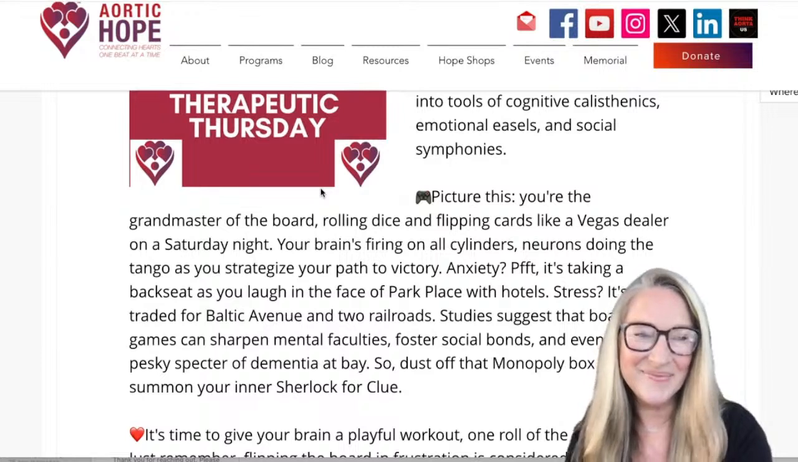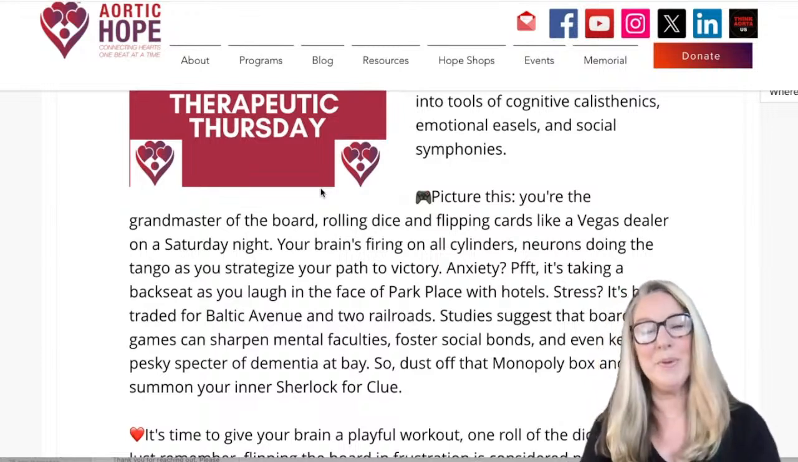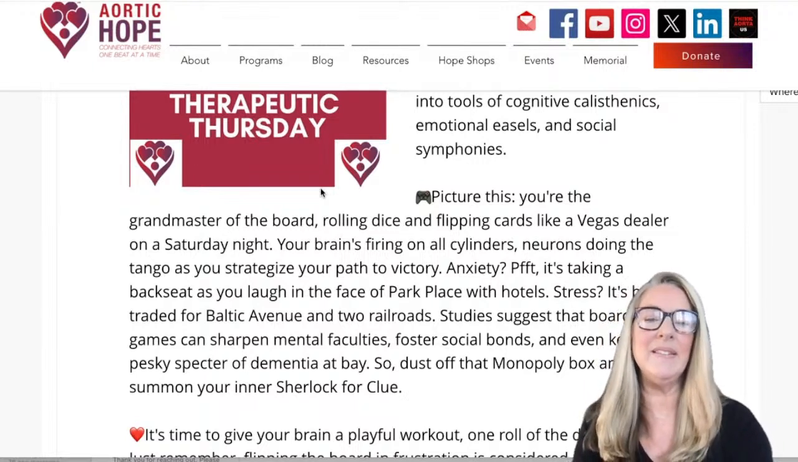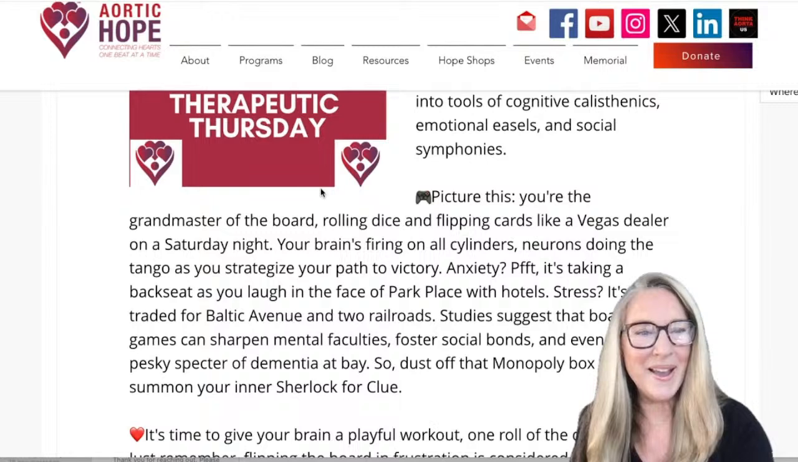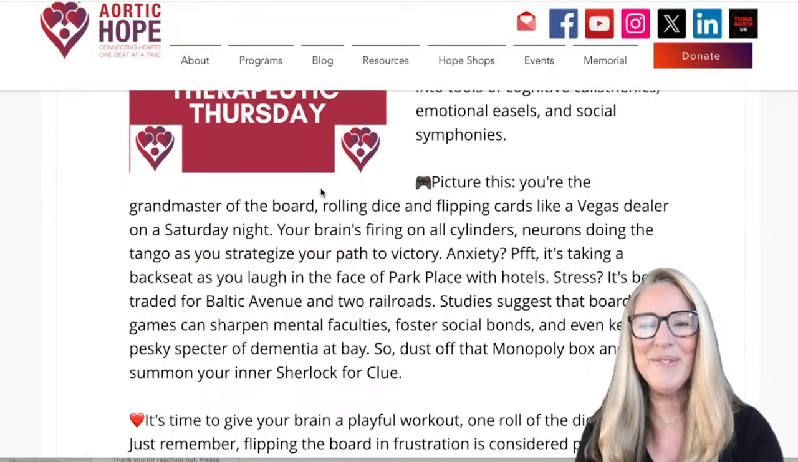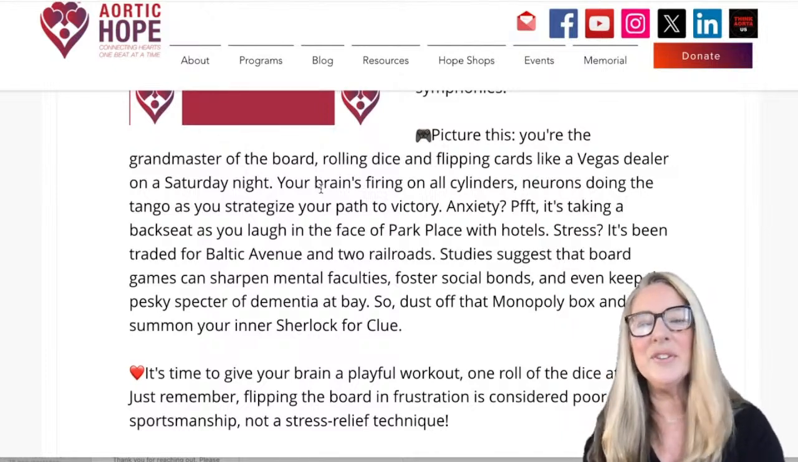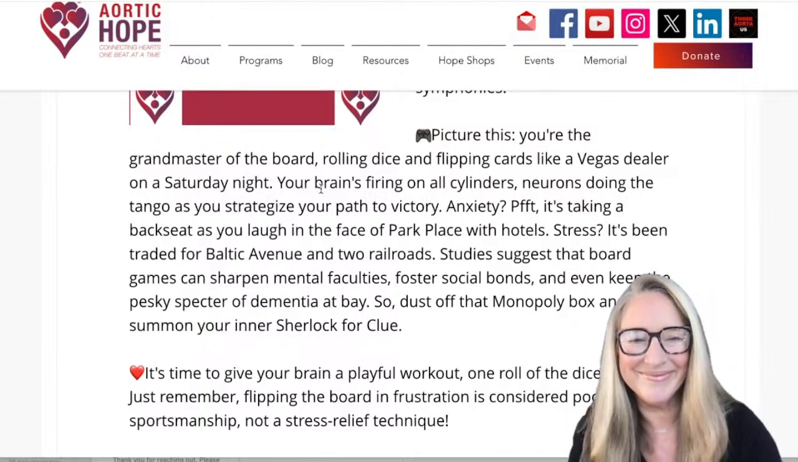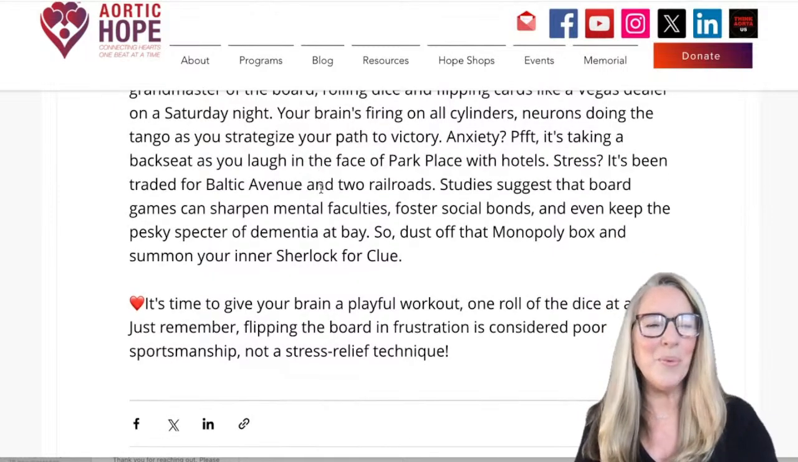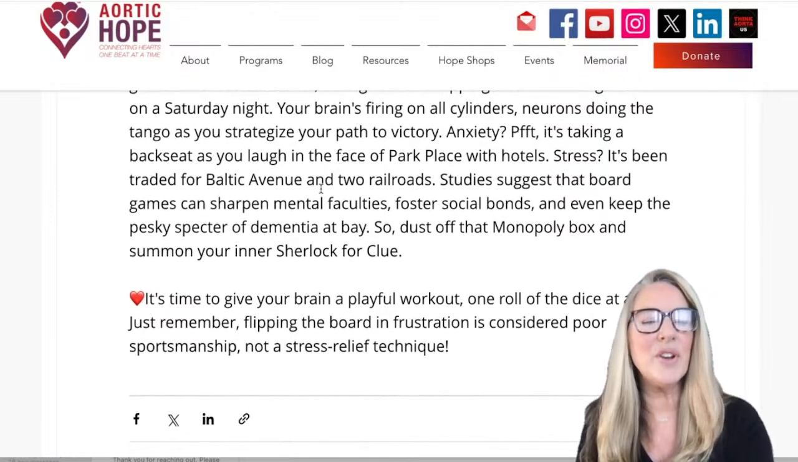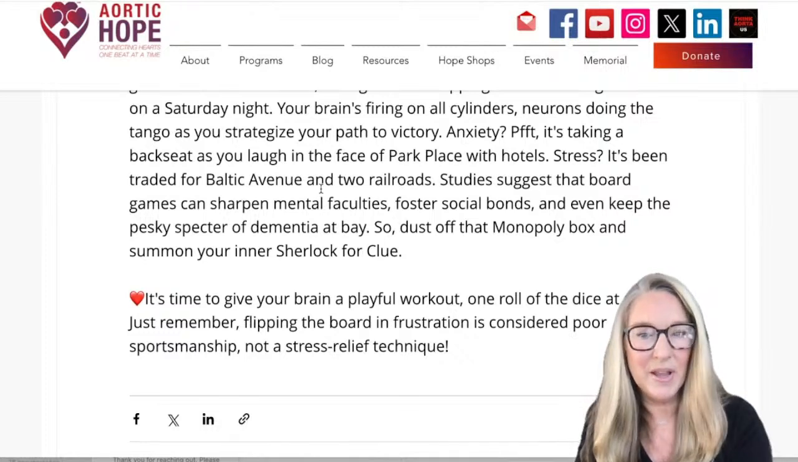Studies suggest that board games can sharpen mental faculties, foster social bonds, and even keep the pesky specter of dementia at bay. So dust off that Monopoly box and summon your inner Sherlock for Clue. It's time to give your brain a playful workout, one roll of the dice at a time. Just remember, flipping the board in frustration is considered poor sportsmanship, not a stress relief technique.